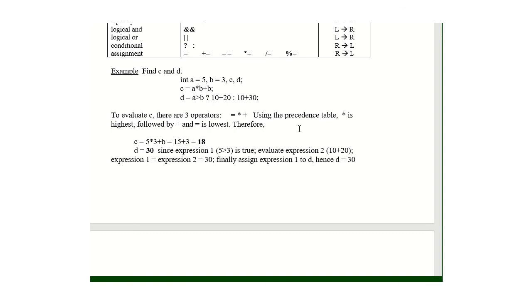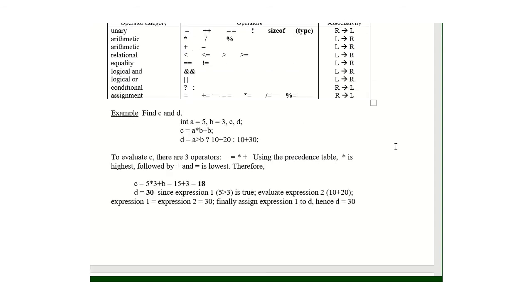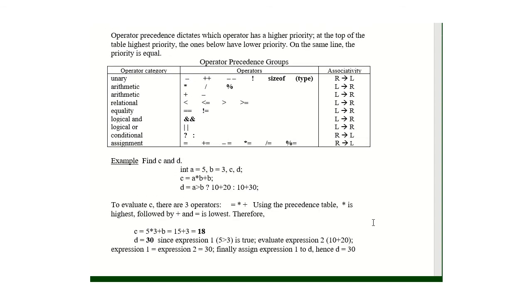In this example, find C and D. So we have 4 integer variables, A, B, C, D. Only A and B have initial values. And we want to evaluate what is the value of C and the value of D. To evaluate C, you see here there are 3 operators: assignment, multiplication, addition. Using the precedence table, between these 3, multiplication is the highest, followed by the plus operator, and the assignment operator is going to be the last one.